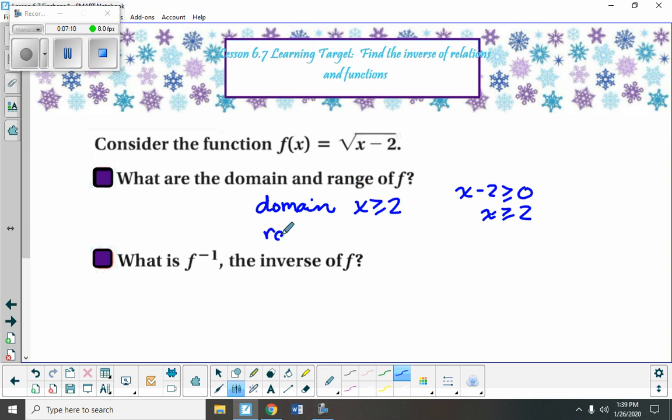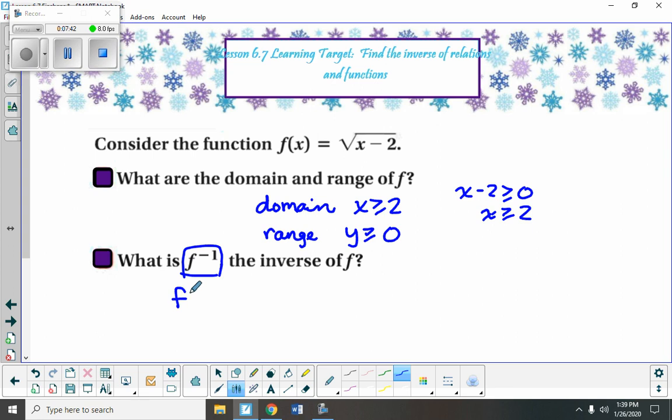The range, like we said, we have to have more than 0 here, and so the minimum this could be is 0, and the square root of 0 is 0. So the range would be y is greater than or equal to 0. Now here's a new symbol for us. It says f to the -1. Actually what that means is the inverse of f. So when you see f to the -1, that doesn't have anything to do with exponents. That's just a symbol that we use in math to mean the inverse of the function.